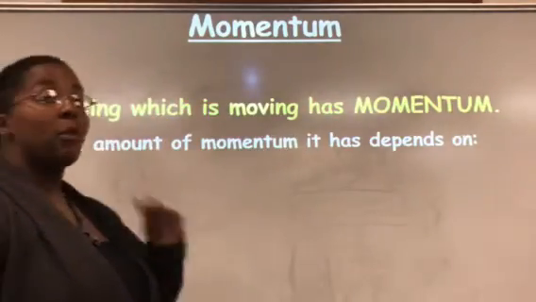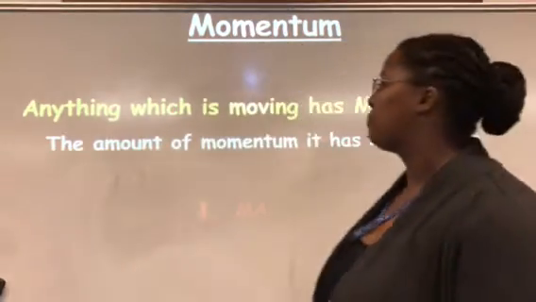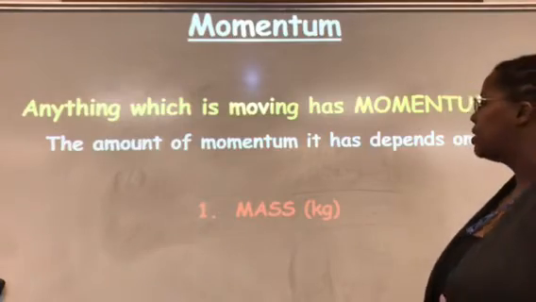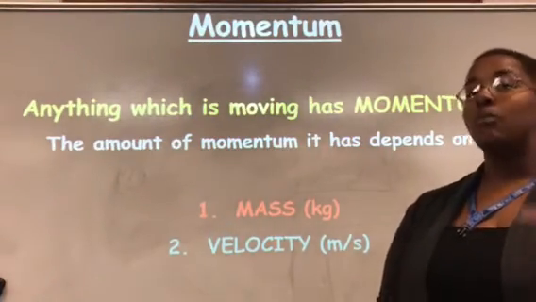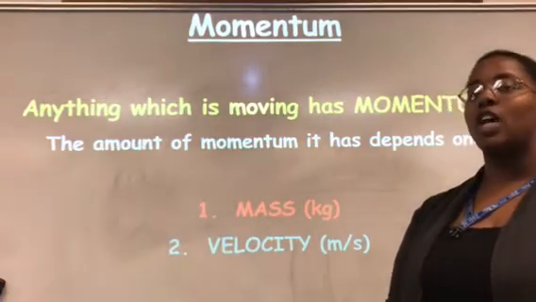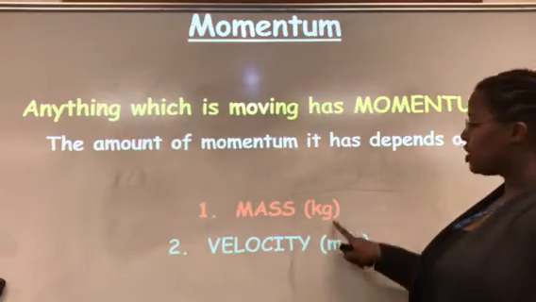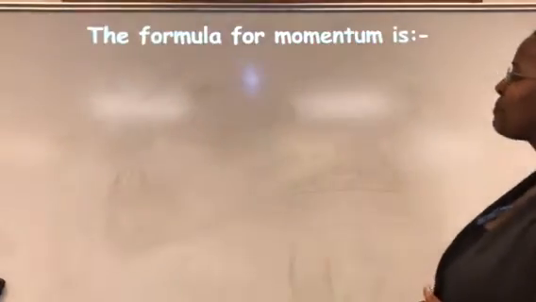The other thing is momentum depends on two very specific things that you guys have heard before. The first one is mass, and mass is measured in kilograms. The second thing that momentum depends on is going to be velocity. Remember, velocity is a vector. It tells you both magnitude and direction. Mass is measured in kilograms and velocity is measured in meters per second.